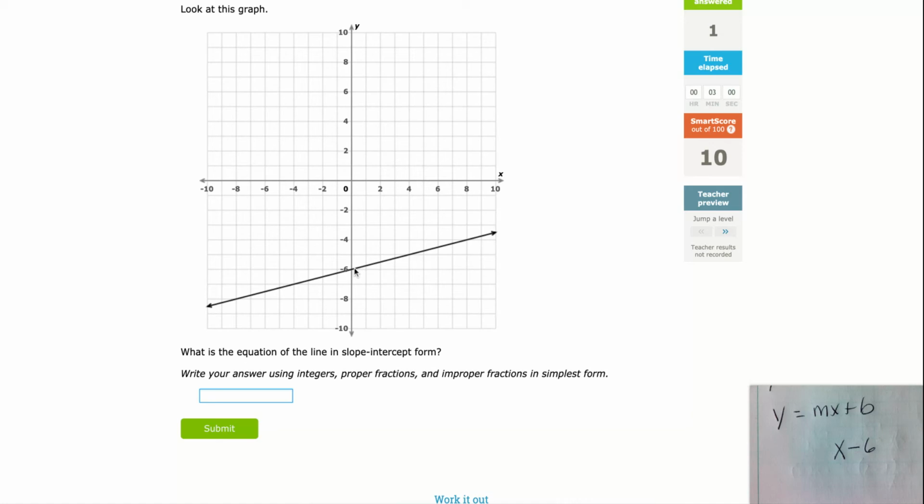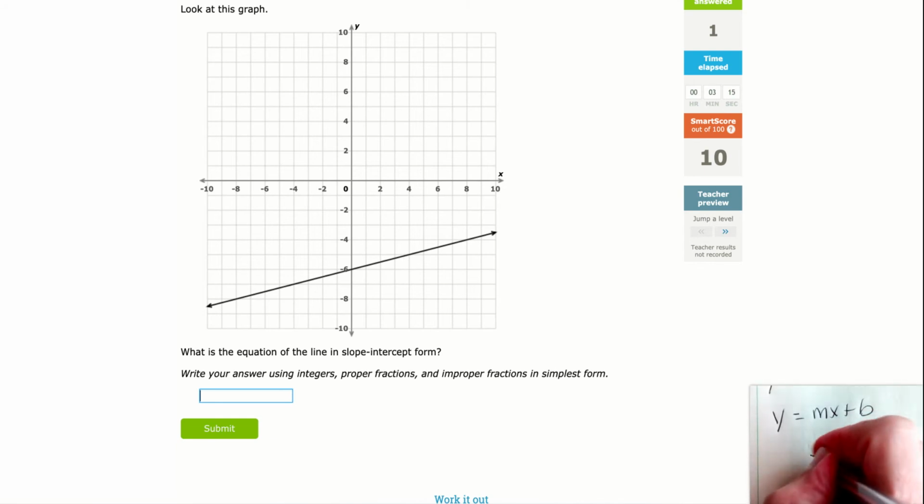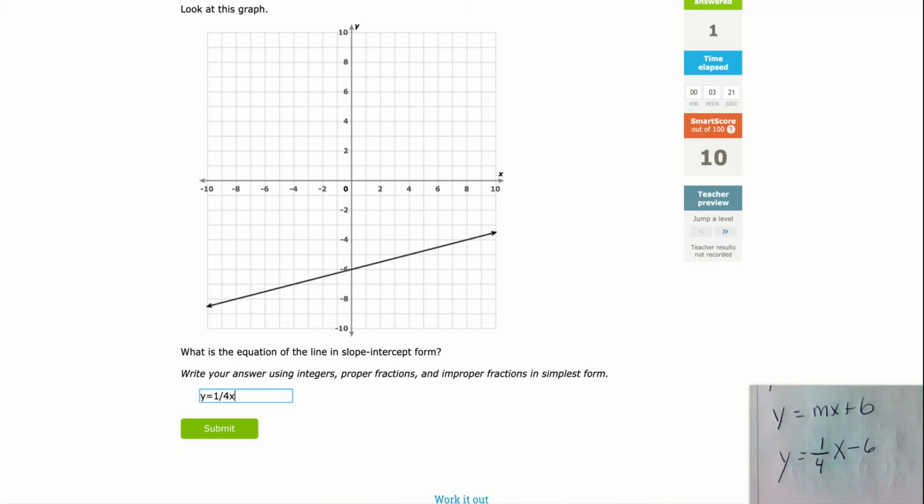Now from here, I'm going to look along my line until I come right here. This one's below, this one's above, so this is the right one. I went over 4 units, and I went up 1, so it's 1 over 4. That's a positive slope, up 1 over 4, and there we have our equation: y equals 1/4 x minus 6.